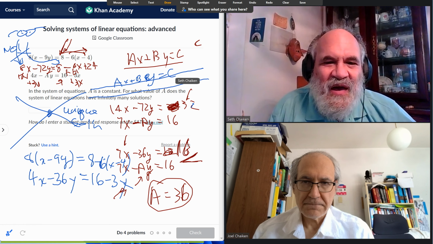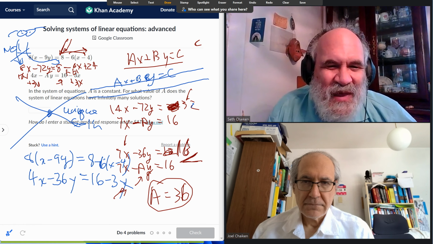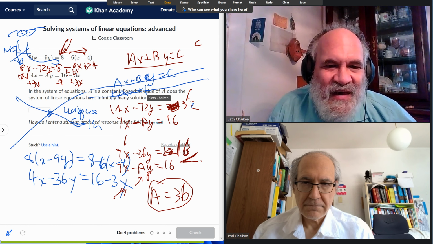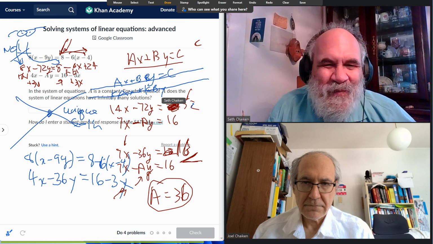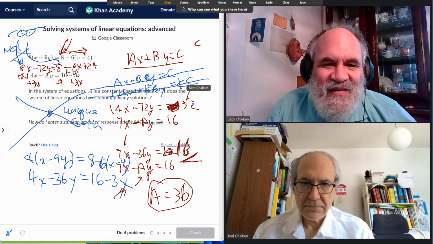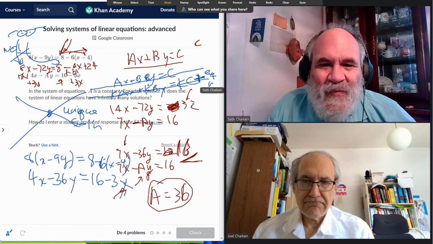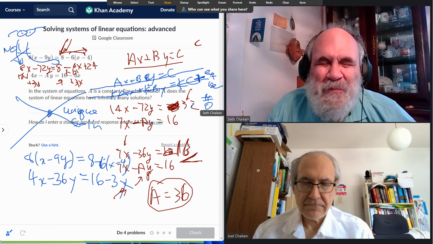And two lines that are parallel, one of them has the equation ax plus by equals c. And the other one has the equation kax plus kby equals kc plus something extra. But the extra is non-zero.